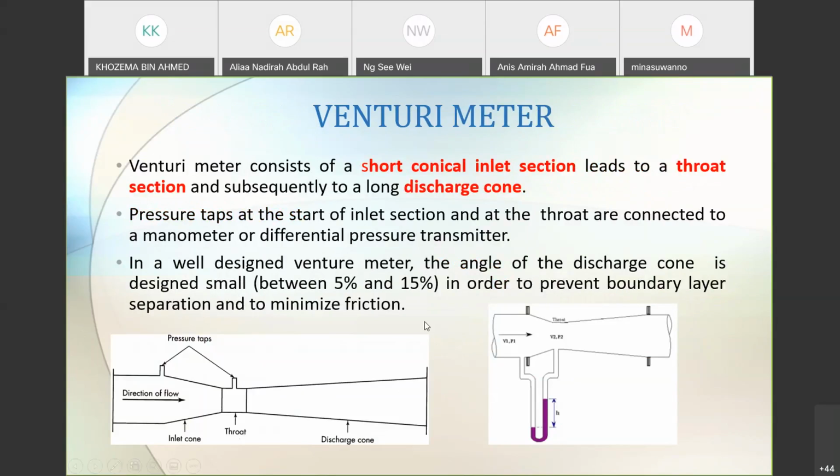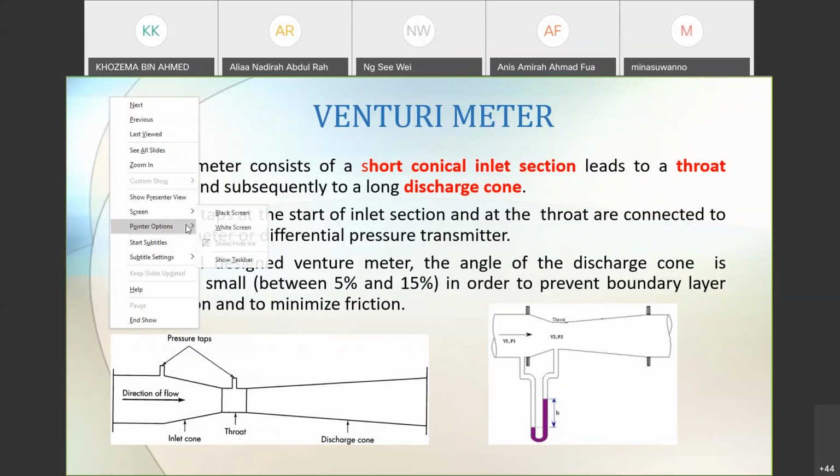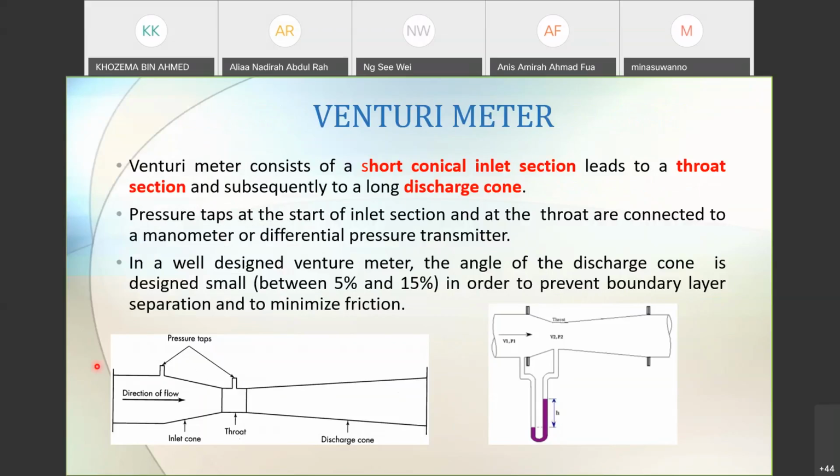So this is a figure that shows how a venturi meter looks. This is what we call the short conical inlet section. This is where we call the throat section, and the final part is the discharge cone. So basically the meter has three main parts.